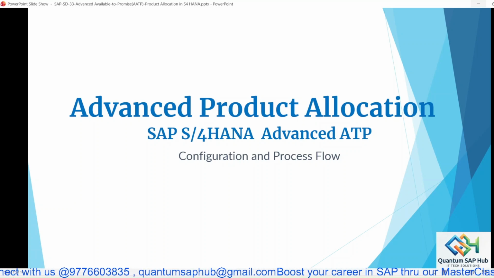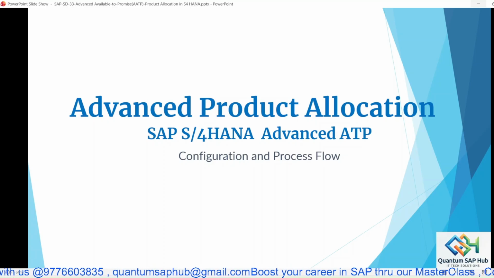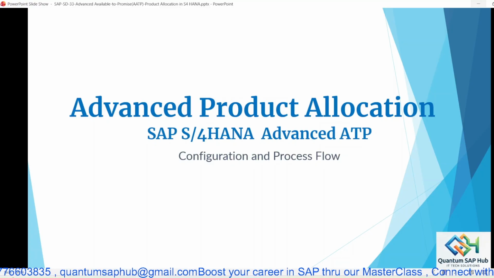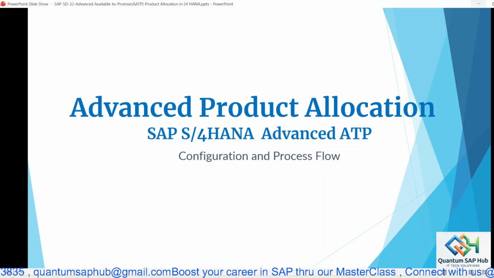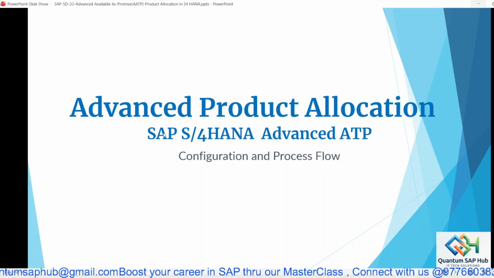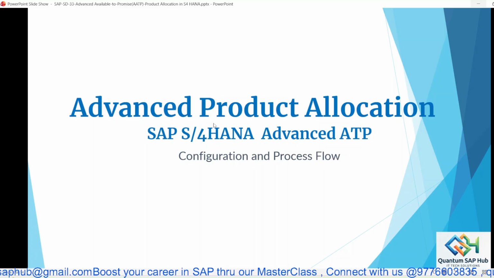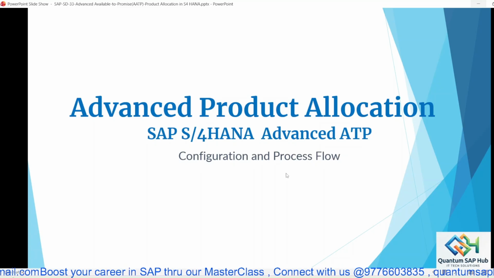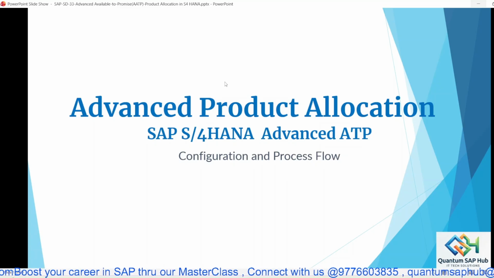So today's class is about advanced product allocation, which is part of advanced ATP. In this class, we'll learn about the configuration and the process flow. We'll first see how we can configure, and then we'll see how it is reflected in the S/4HANA transactions.